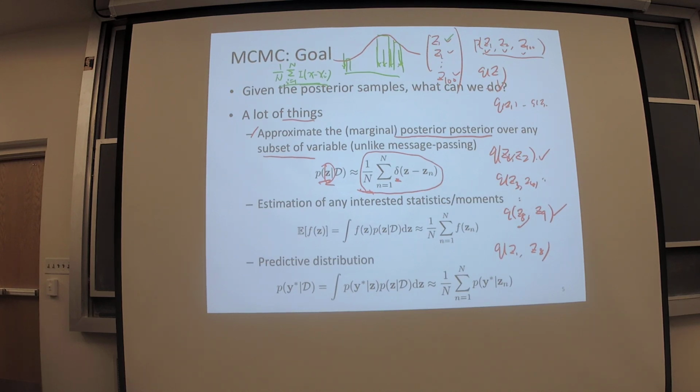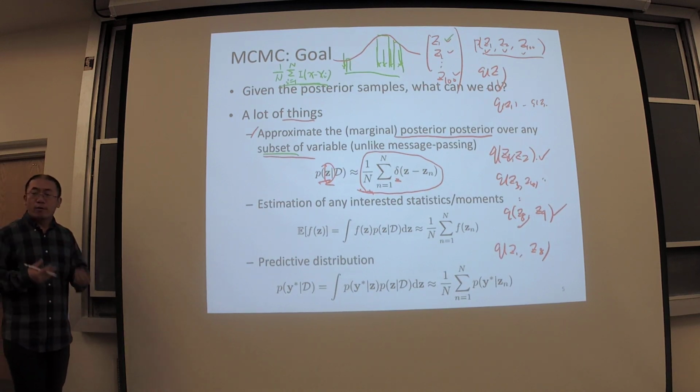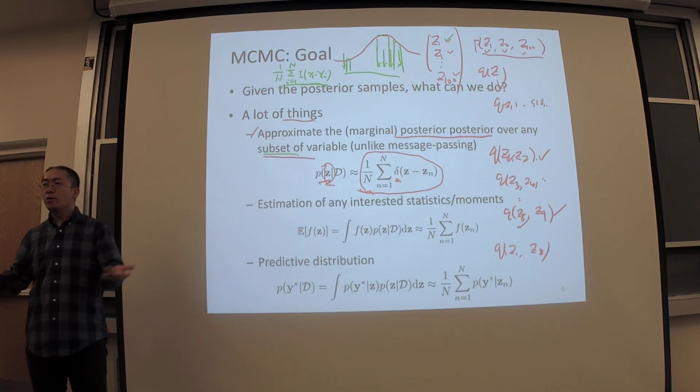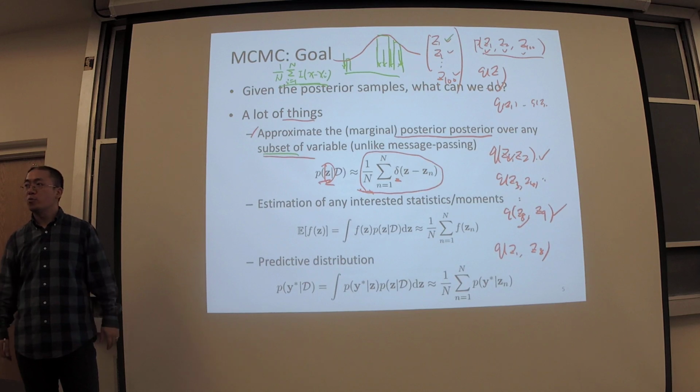That's why it's convenient to approximate the marginal posterior over any subset of variables, right? Because you just take out the corresponding variables in your samples and use them together to construct an empirical distribution or a histogram. That's it. Does it make sense?